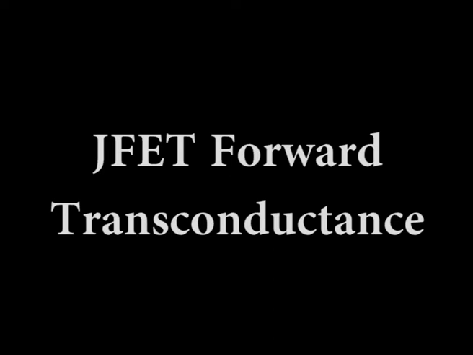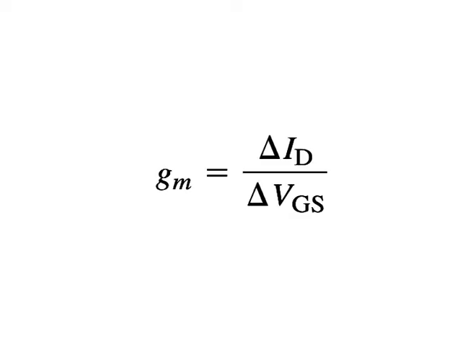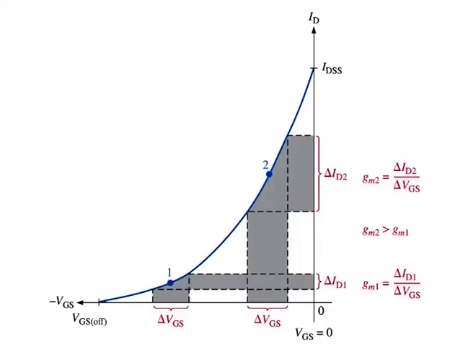JFET forward transconductance. The forward transconductance gm is the change in drain current for a given change in gate to source voltage with the drain to source voltage constant. It is expressed as a ratio and has the unit of Siemens and is given by this equation. Other common designations for this parameter are gfs and yfs, that is forward transfer admittance. gm is an important factor in determining the voltage gain of a FET amplifier.